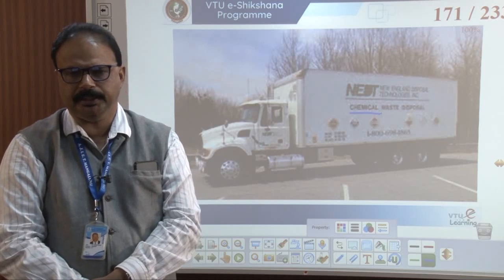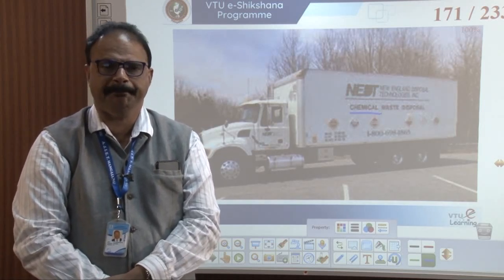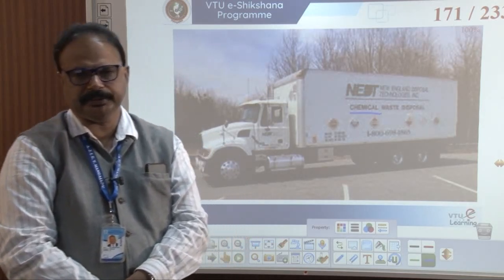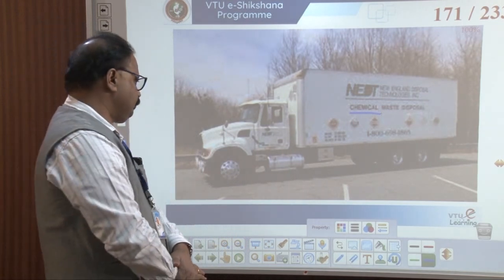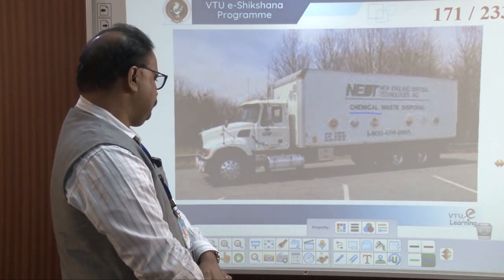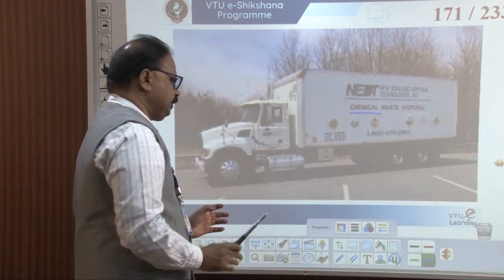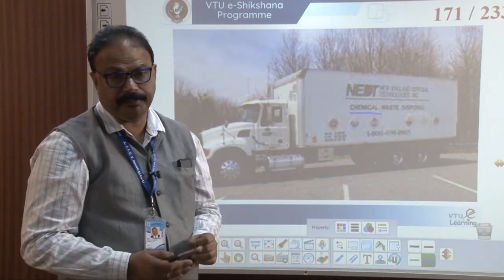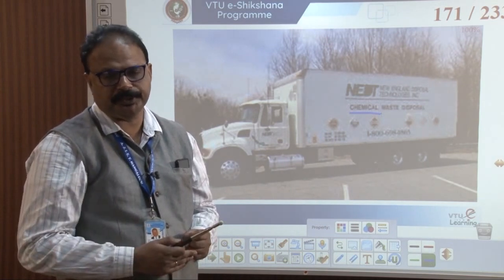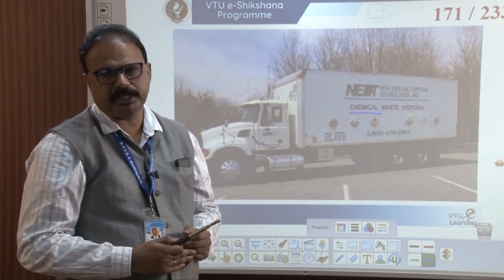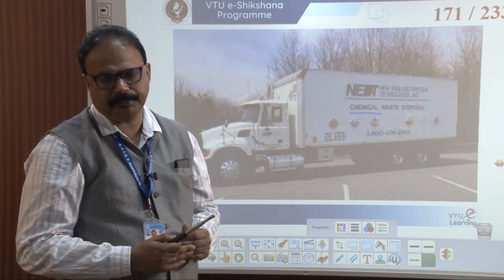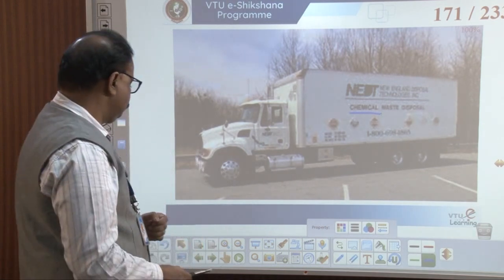It is not exposed to the atmosphere. It is a fully packed vehicle, used for hazardous waste or toxic chemical movement, this type of big packed vehicle. This is very, very important. Carrying, transportation and collection of the hazardous waste is very, very important.